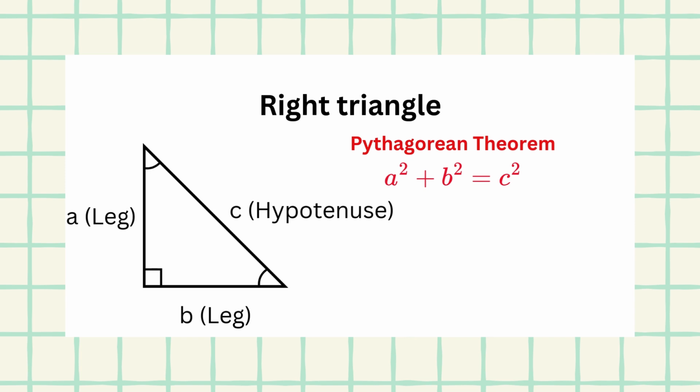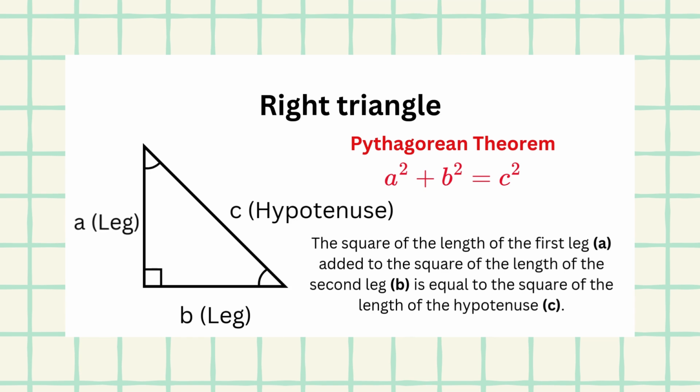This means the square of the length of the first leg added to the square of the length of the second leg is equal to the square of the length of the hypotenuse.